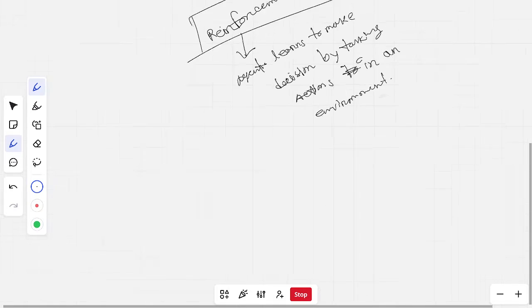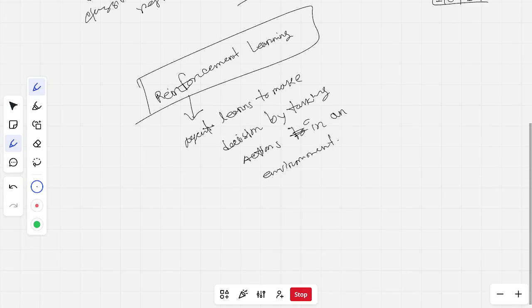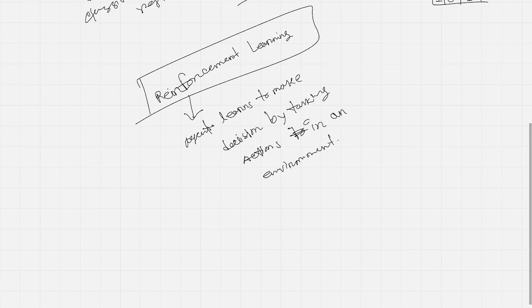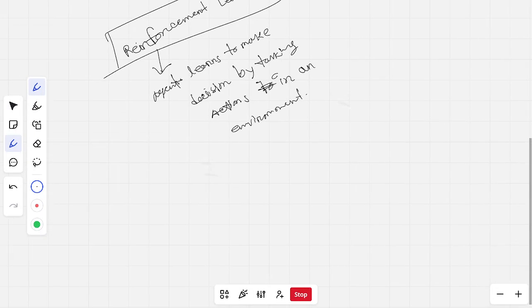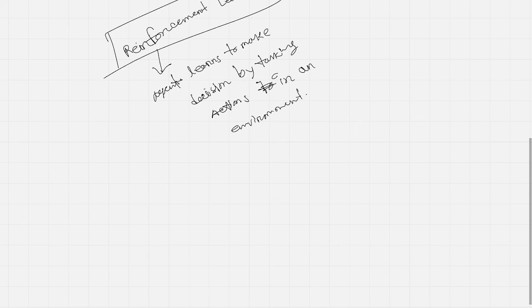So what are the examples of reinforcement learning? Suppose in game playing, for example, in games like chess or Go, the reinforcement learning agent improves by trying different strategies and learning which actions lead to winning more games through trial and error.